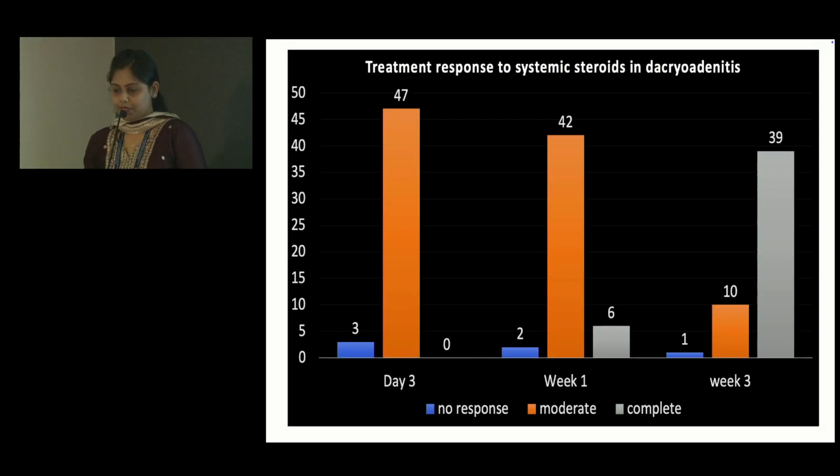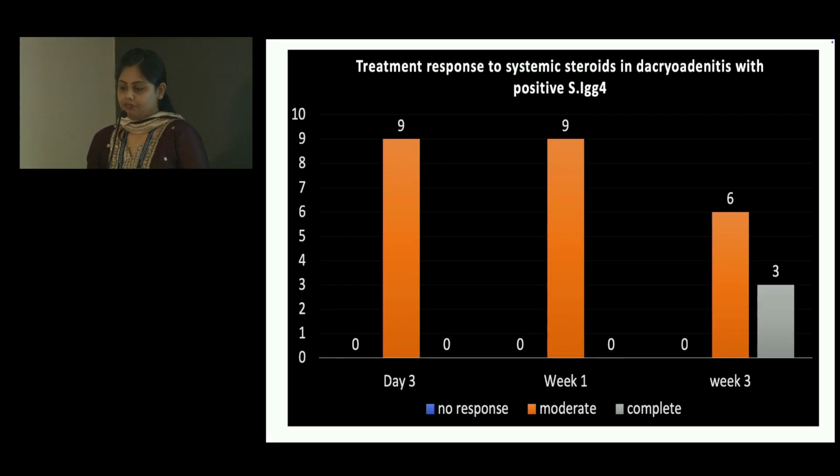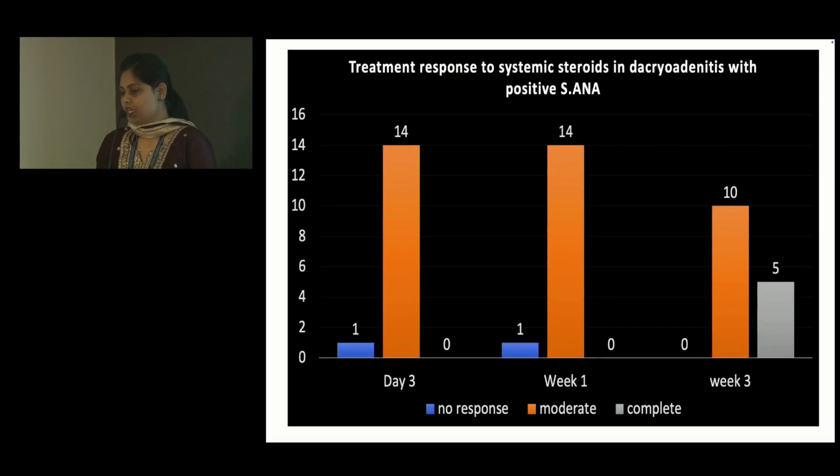Looking at the treatment response to systemic steroids, on day 3 and week 1, the majority of the patients had a moderate response, whereas on week 3, the majority had a complete response. But for serum IgG4 positive patients, on day 3 and week 1, none of them had a complete response. And even on week 3, the majority had only a moderate response. Similar was the case for ANA positive patients. The majority of the patients had only a moderate response during all the follow-ups.